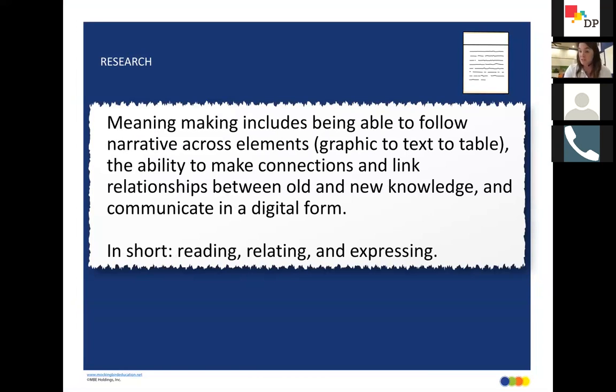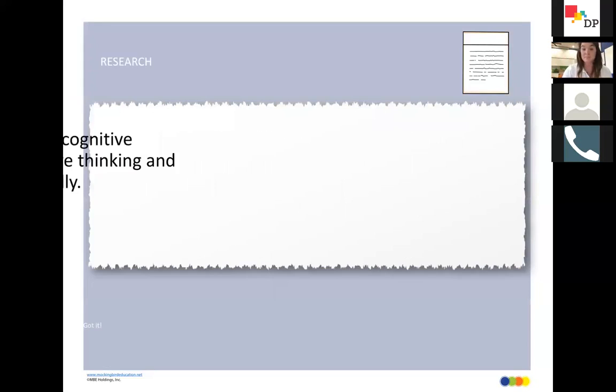So a lot of times in a digital framework or digital media, we'll use graphics and text and tables, and a narrative will flow from one element to the next element. And so our ability to follow that and make connections and link those relationships is really, really critical in a digital forum. So in short, when we talk about meaning making, what we mean is a learner's ability to literally read, relate the information to itself, and then also express information.